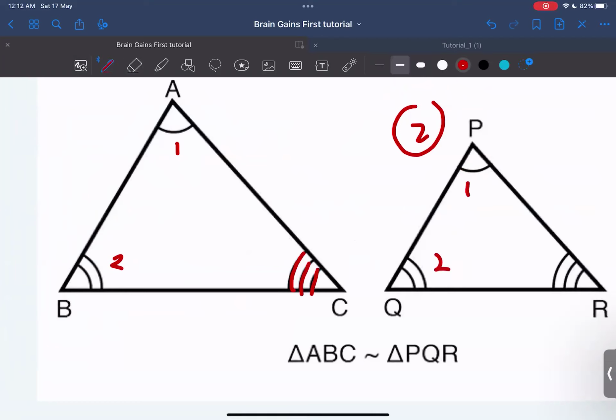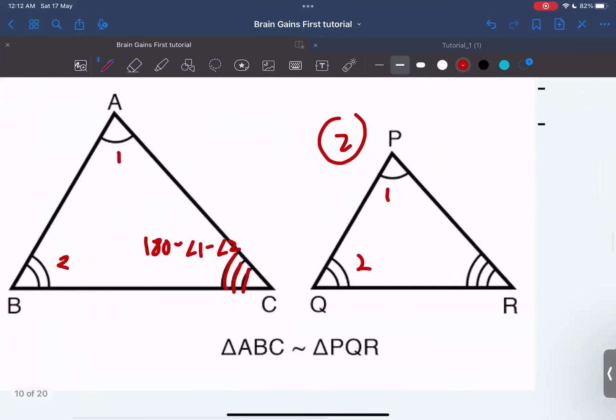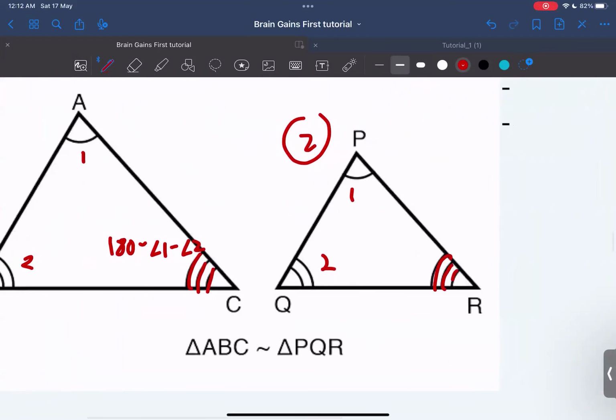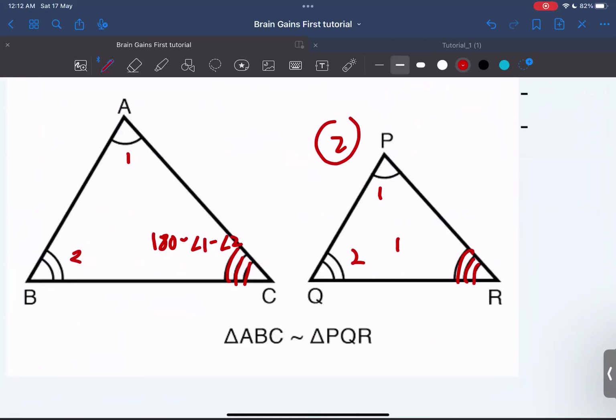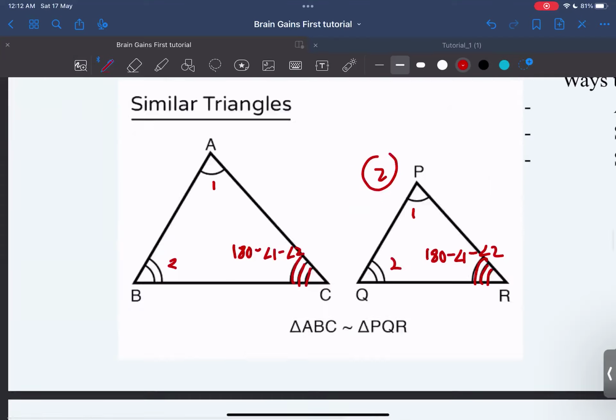180 minus 1 minus 2. Yeah, exactly. It would be 180 minus angle one minus angle two, right? And then this other triangle we can also work out is also going to be, sorry, I didn't mean the angles are one and two as in degrees, as in I labelled it one and two. So it's also 180 minus angle one and then minus angle two.